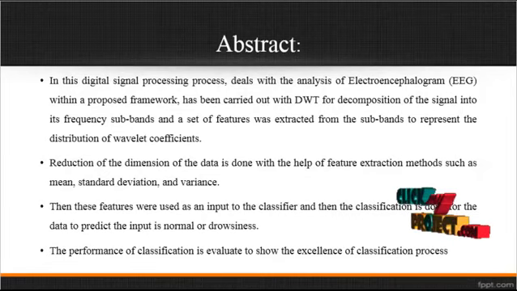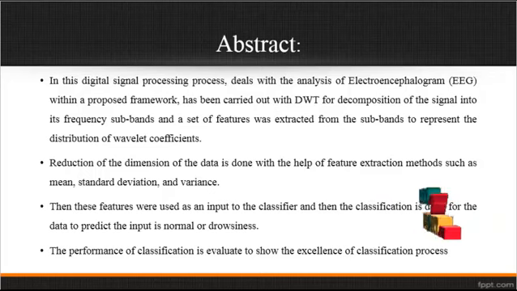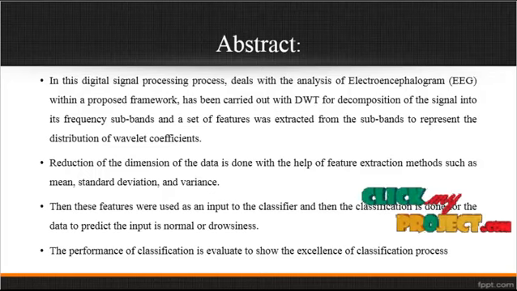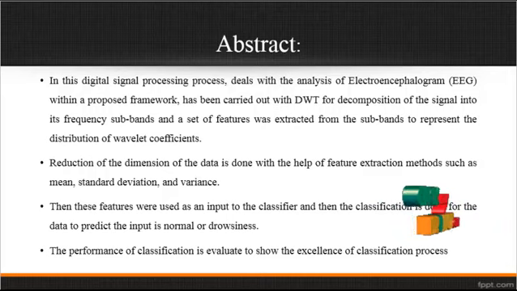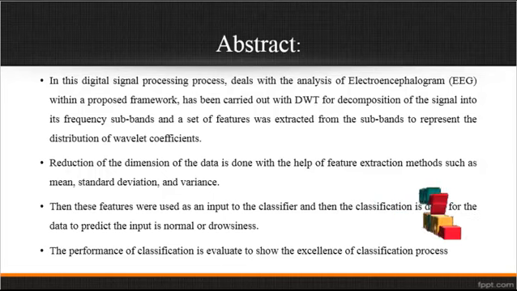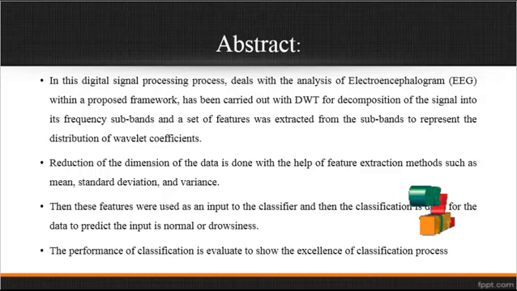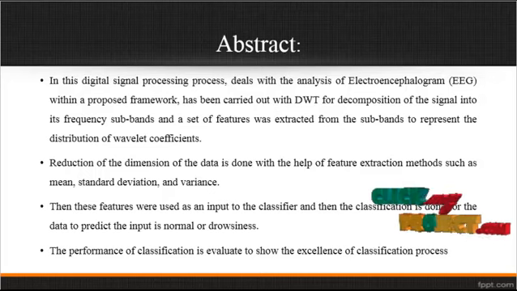In this digital signal processing, the process deals with the analysis of EEG. The proposed framework has been carried out with the algorithm named DWT, the discrete wavelet transform, for decomposition of the signal into frequency subbands, and then a set of features were extracted from the subbands to represent the distribution of wavelet coefficients. Then the dimension of the data is reduced with feature extraction methods such as the mean, standard deviation and variance. By using these features, we can reduce the dimension of the features.